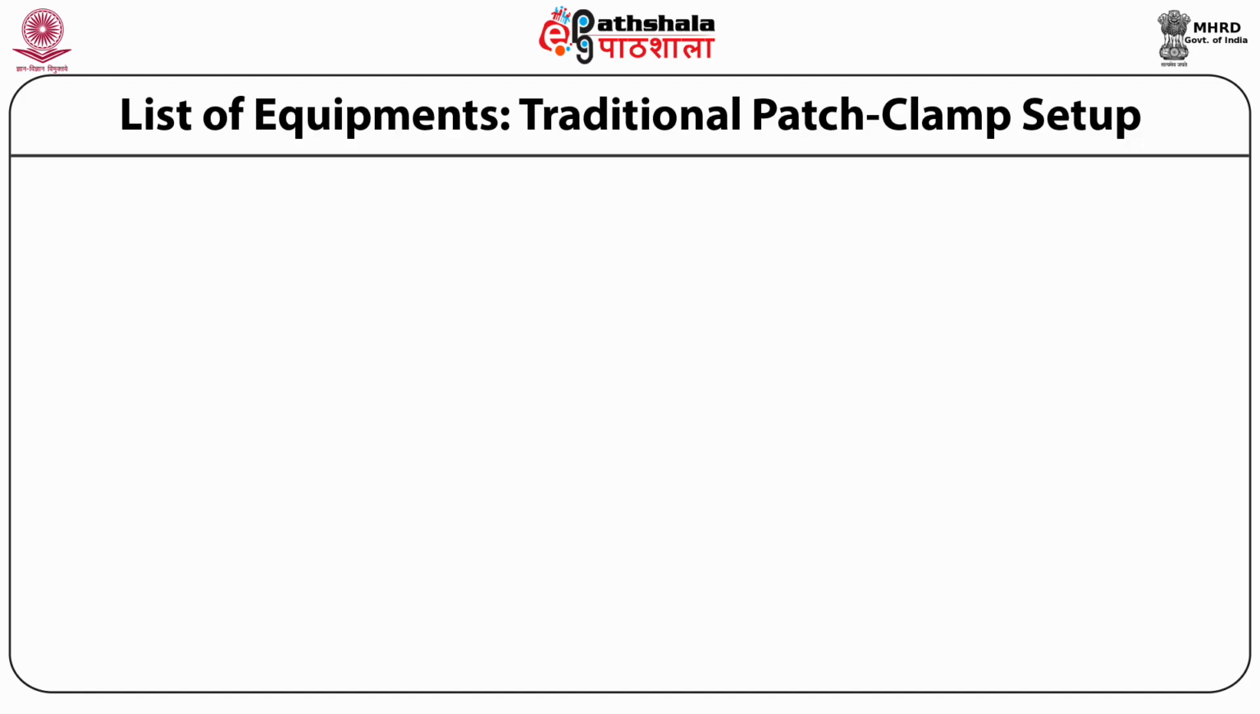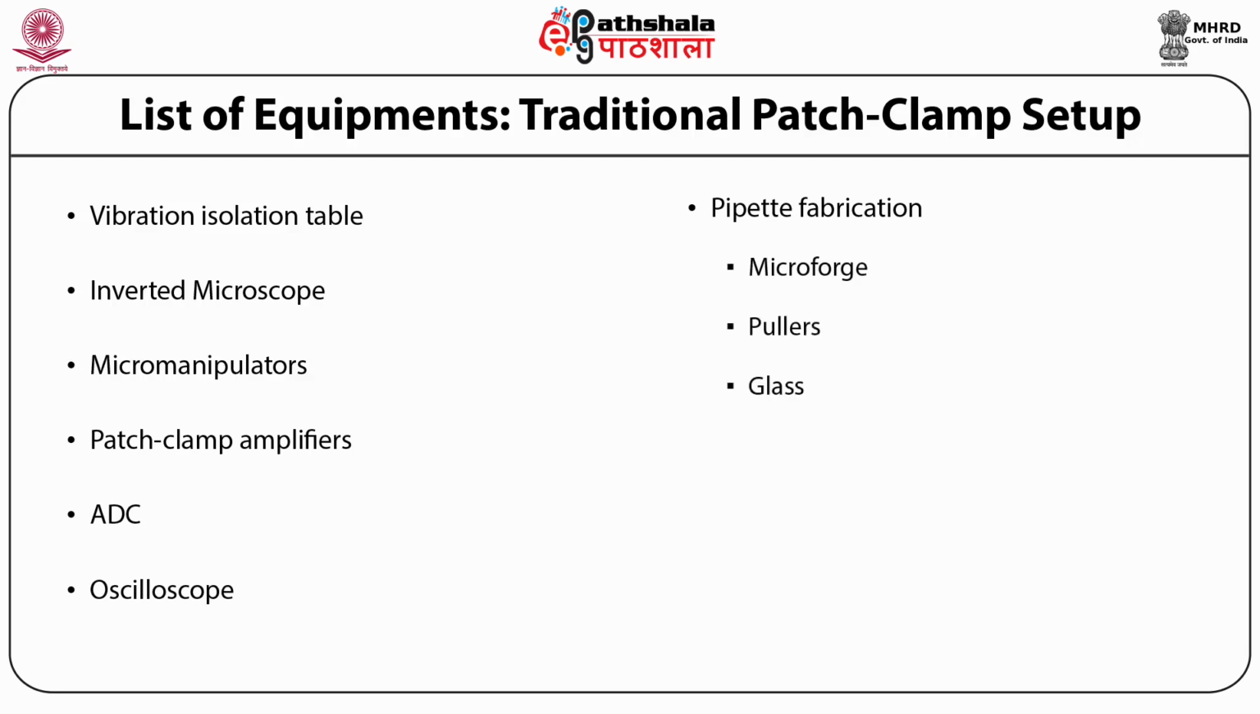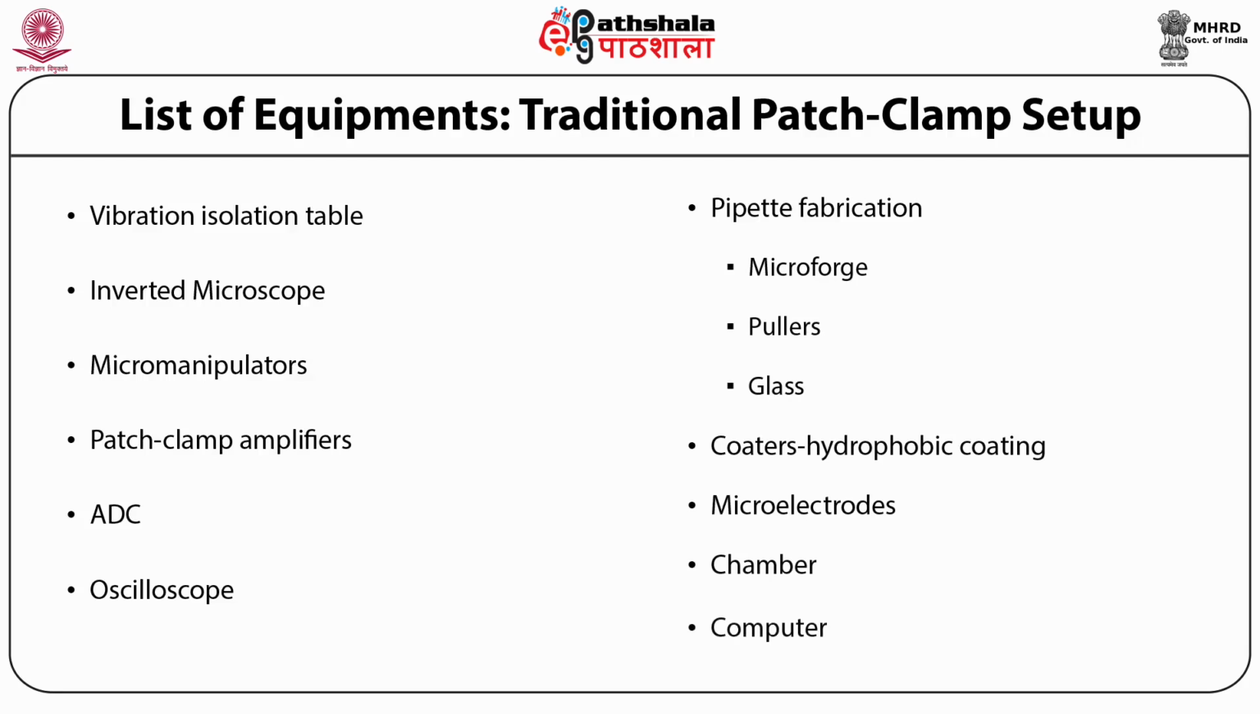For this setup, first of all, the vibration isolation table is required, inverted microscope, micromanipulators, patch clamp amplifiers, analog to digital converter, oscilloscope, pipette fabrication. For that, we need micropipette pullers, we need coaters for hydrophobic coatings, microelectrodes, chambers and computers. These are the requirements to perform patch clamp recording, or these should be there in a patch clamp setup.